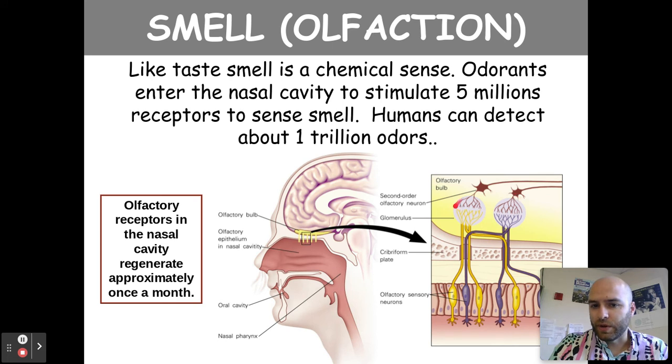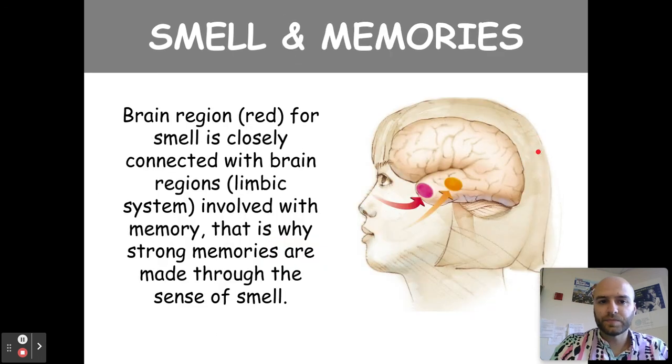And again, once it hits the bulb here, it continues down. That chemical information comes in and stimulates your olfactory sensory neurons so it can be taken to the brain. One thing that's interesting about olfaction, or our smell sense, is our brain region, which is responsible for smell, is closely connected with the limbic system, which is involved with memory, aggression, fear. And that is why there are strong memories that are made through our sense of smell.